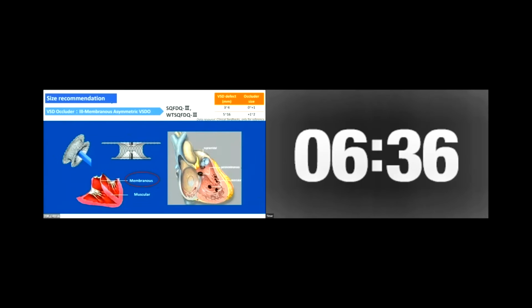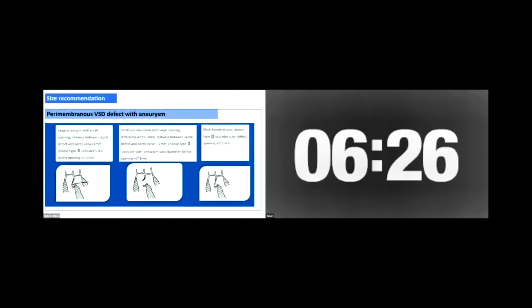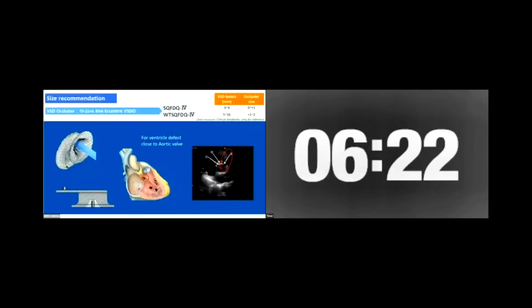This is the membranous asymmetric VSD occluder, which has a larger LV disc compared to the RV disc. This is very good for multi-fenestrated VSDs. I will tell each and every VSD occluder with some examples. This is already mentioned for the perimembranous VSD with aneurysm.